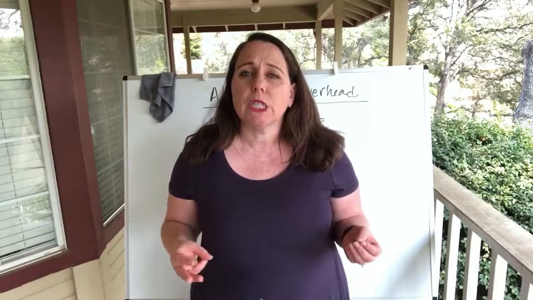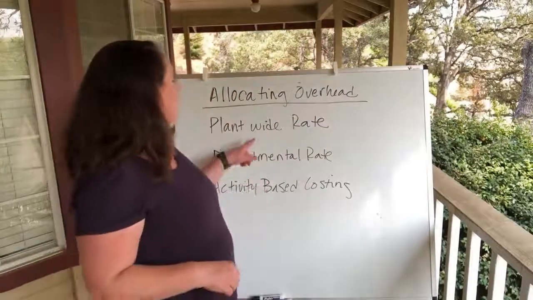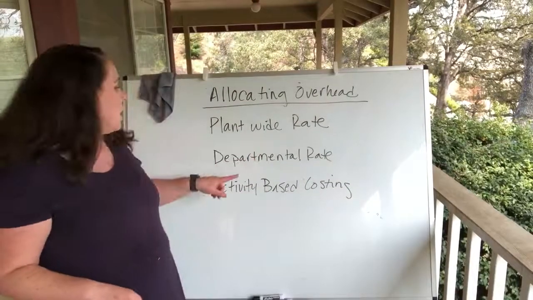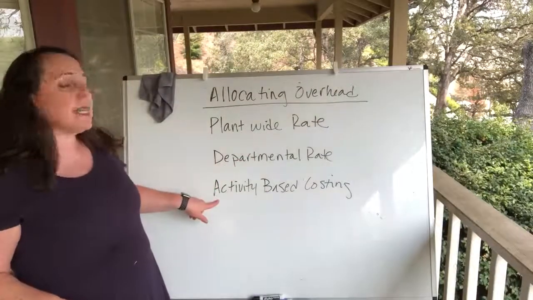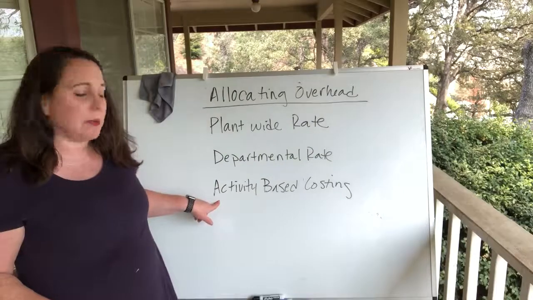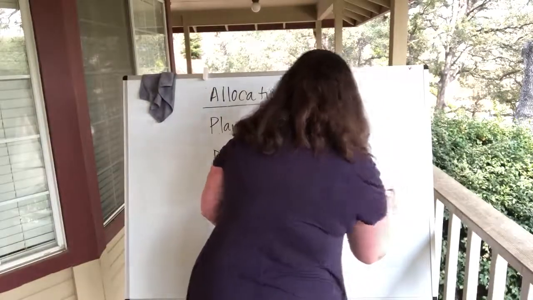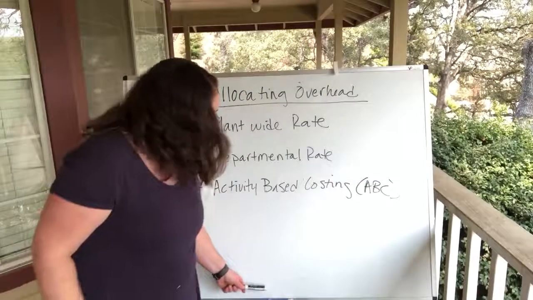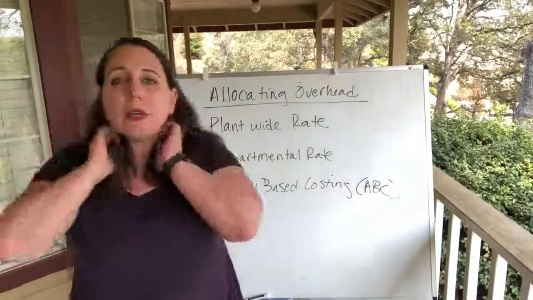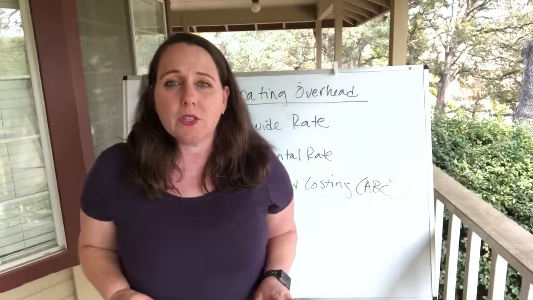And we're going to really look at three different ways. We have a plant-wide rate, a departmental rate, and activity-based costing, or ABC. Let me write that. Which is where we're really going to spend the bulk of our time. Okay, so all of these are valid ways to allocate overhead.